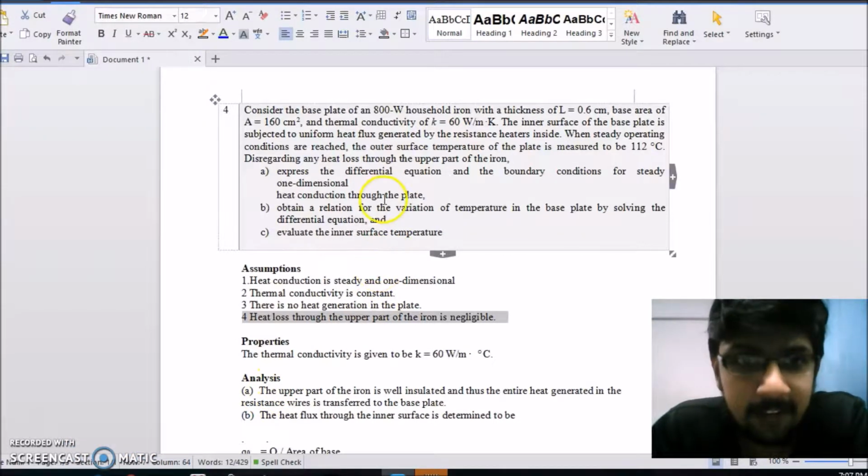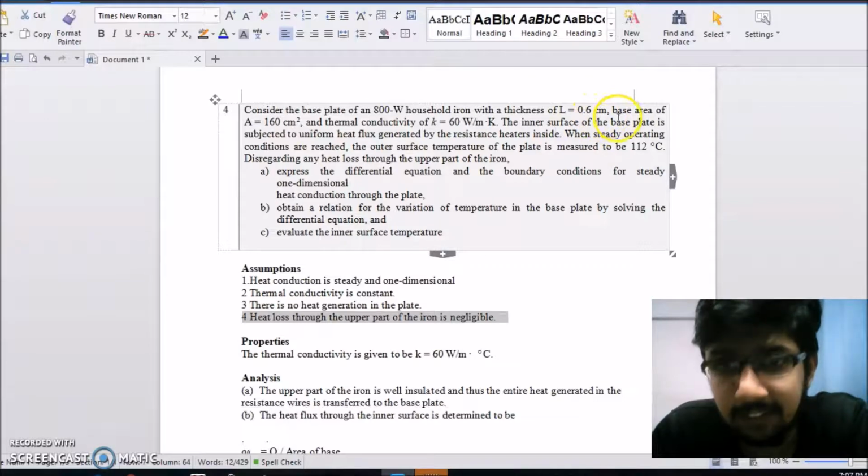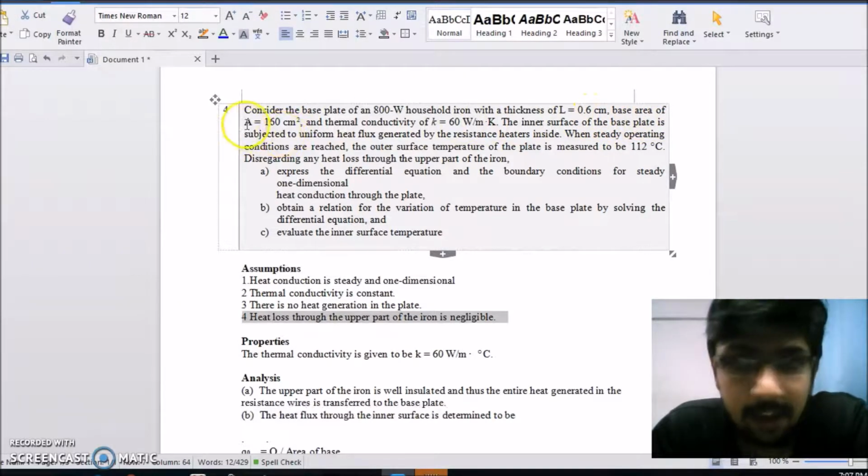Okay, good evening everyone. So we are given a task which we are supposed to find a solution for this question number 4. Consider the base plate of an 800 watt household iron with the thickness of L equals 0.6 centimeter. Base area A equals 160 centimeter square, and given the thermal conductivity of k is 60 watt per meter dot Kelvin. The inner surface of the base plate is subjected to uniform heat flux generated by the resistance heater inside.